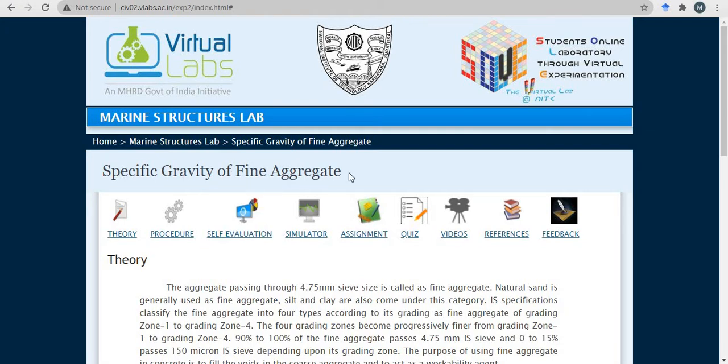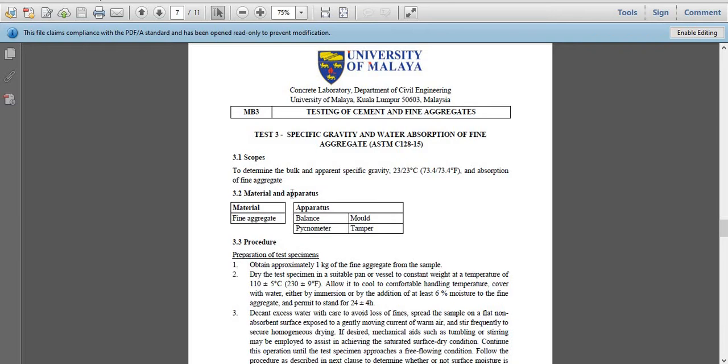Anyway, I hope that you've already noticed the difference between this title and the title provided in the lab manual. If you haven't, then let me just point it out for you. In here, it is only written as specific gravity of fine aggregate. But if you have a look at the lab manual, it is written as specific gravity and water absorption of fine aggregate. So that means the testing conducted in the virtual lab is only partially similar to the one conducted in our physical lab.